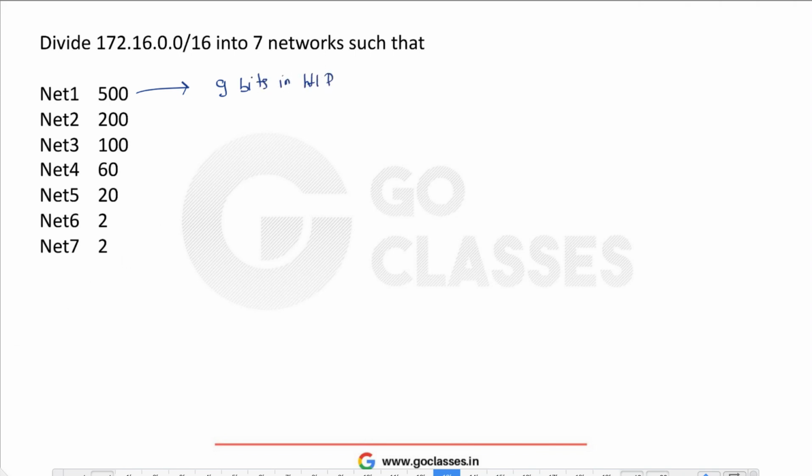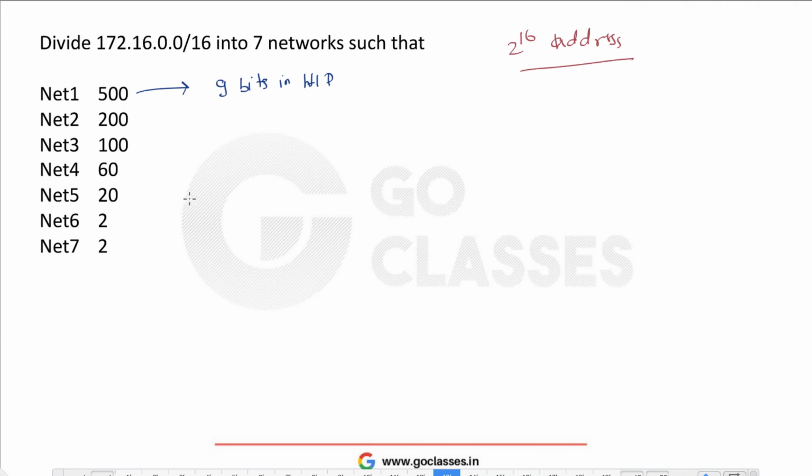So first of all, tell me how many addresses total are available for you. In total, you have 16 bits available for the host ID. So 2 power 16 addresses are available for you, which is quite a lot. And these requirements I think you can obviously fulfill.